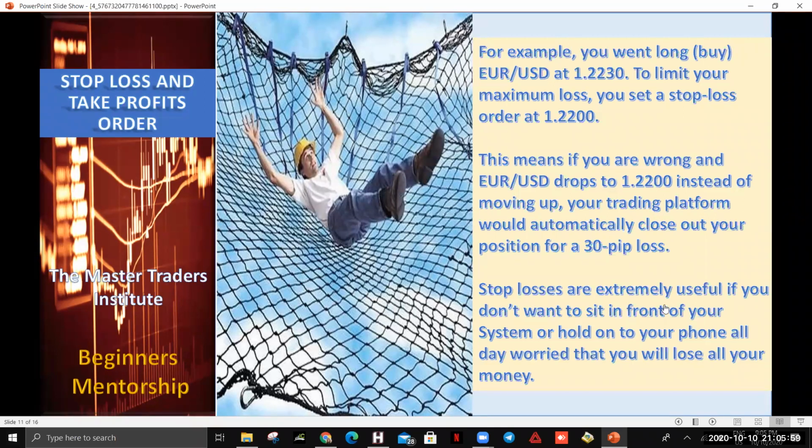Stop losses are extremely useful if you don't want to sit in front of your system or hold your phone all day worried that you will lose your money. Some people, you see them trading, they are holding their phone, walking on the street because they are monitoring trade. No. As an expert trader, you place your trade, you put your stop loss, two things will happen. You come back, it's either you're making money or what? You've lost that money.